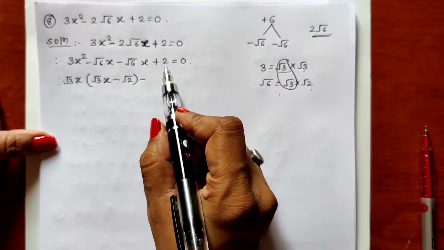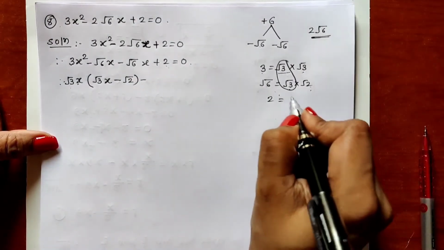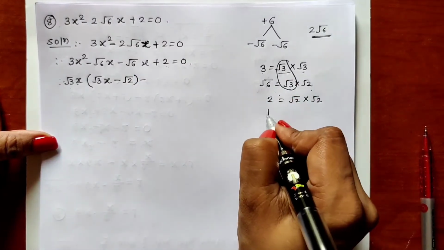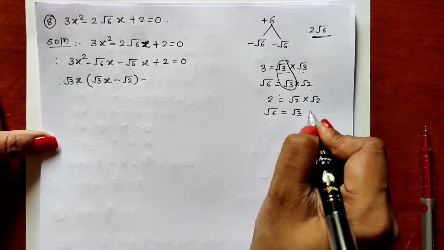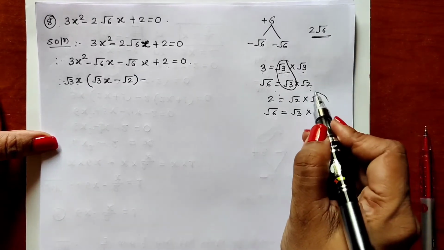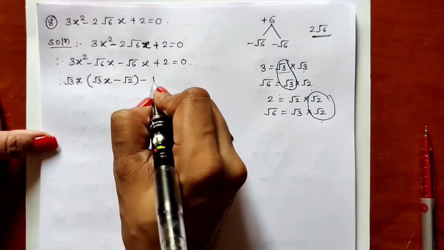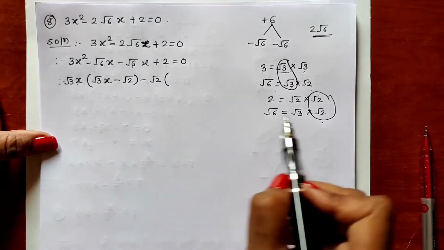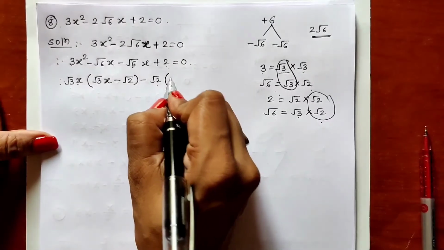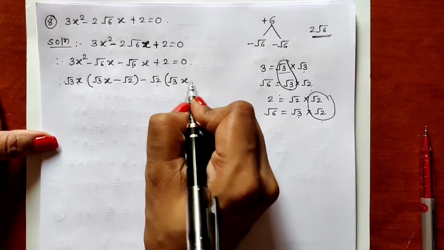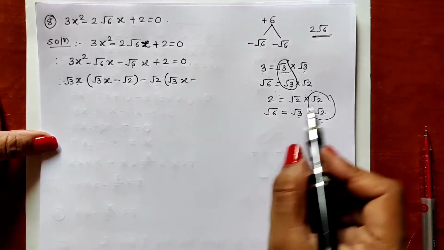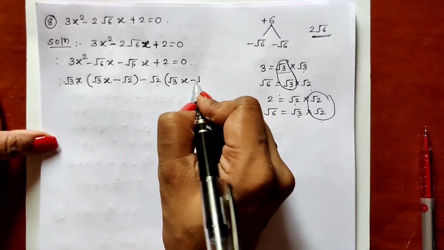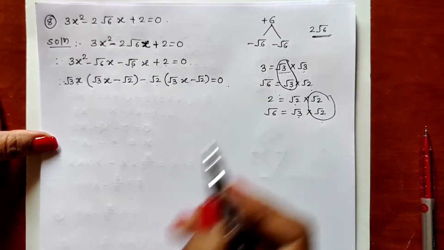Minus. Now see again, 2 means root 2 into root 2. And root 6 means root 3 into root 2. So what is common? We can see root 2 is common. So this root 2 we can take out common inside the bracket. From root 6 we have taken out root 2 common. What is remaining? Root 3 is remaining. And this x we write as it is. Minus plus minus sign. From 2 we have taken out root 2 common. What is remaining? Root 2 is remaining, is equal to 0.